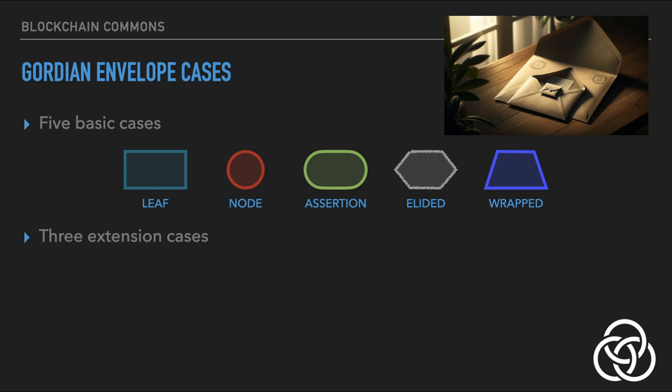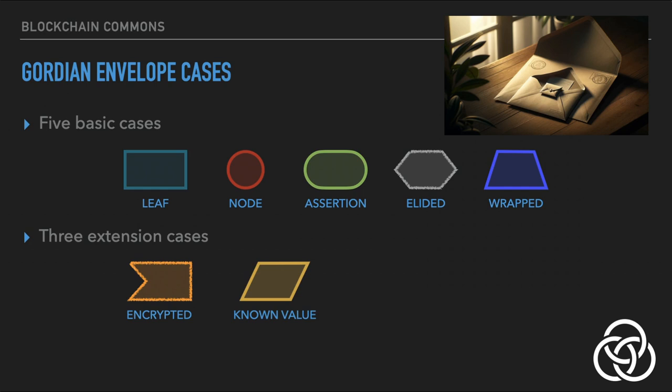There are also 3 extension cases, which aren't part of the basic internet draft that is currently working its way through the IETF. There's the encrypted case, which encrypts an entire branch of the tree using the IETF ChaCha20-Poly1305 symmetric encryption algorithm. There's the known value.